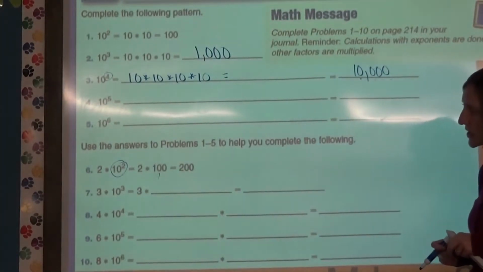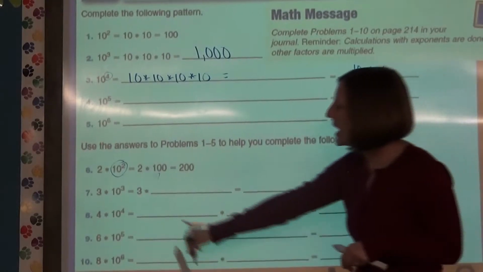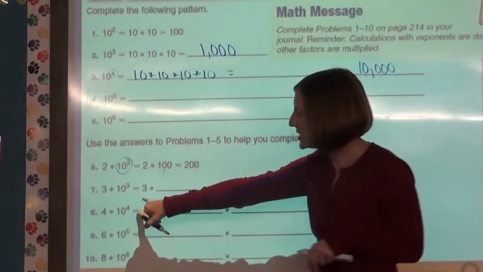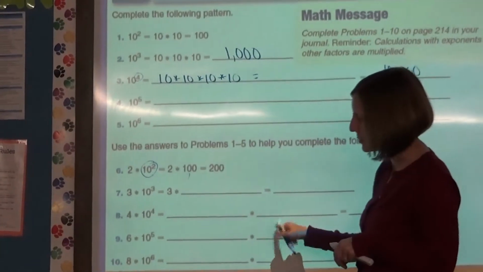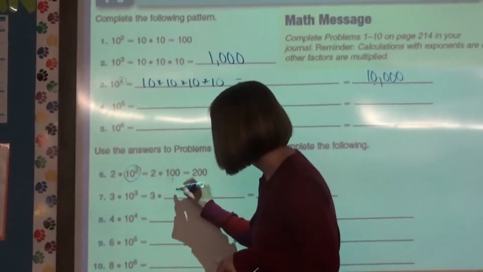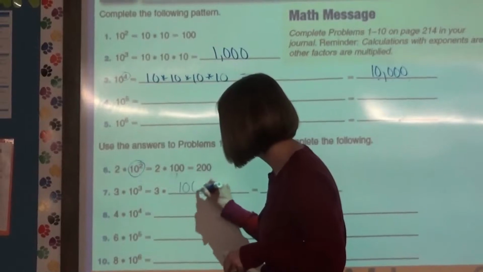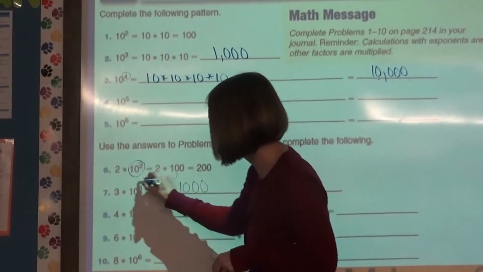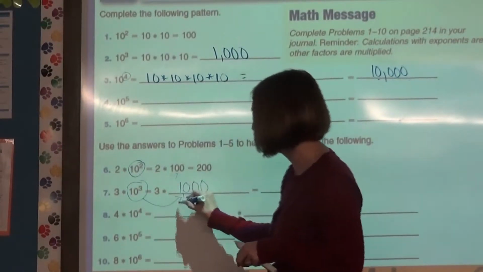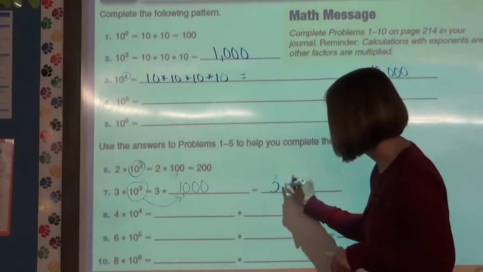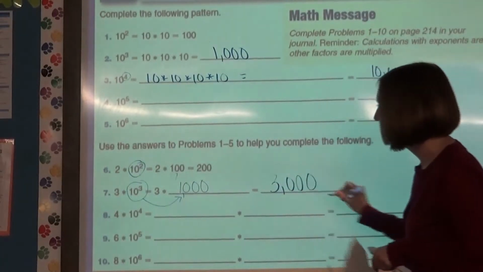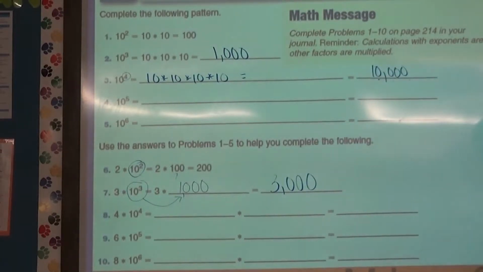If we take a look at number 7 for an example, I know that 10 to the third is the same as 1,000. This is helpful up here when you do the bottom part. So 3 times 1,000. Okay, so I'm just taking that 10 to the third, writing it in standard notation over here. 3 times 1,000 is 3,000. And so you'll continue on with that pattern for the other problems on that page.